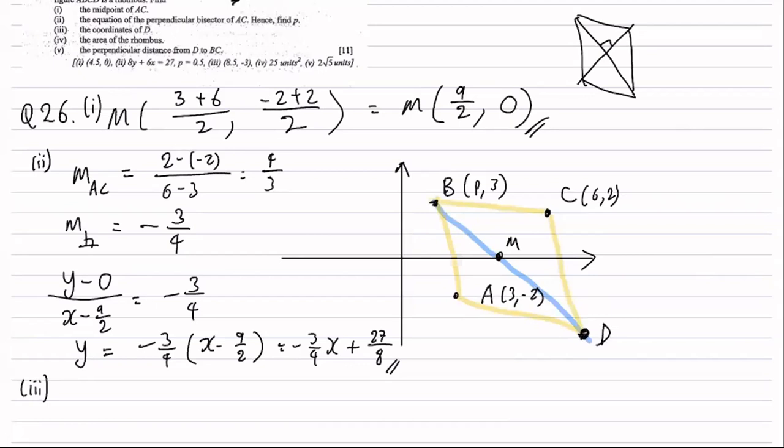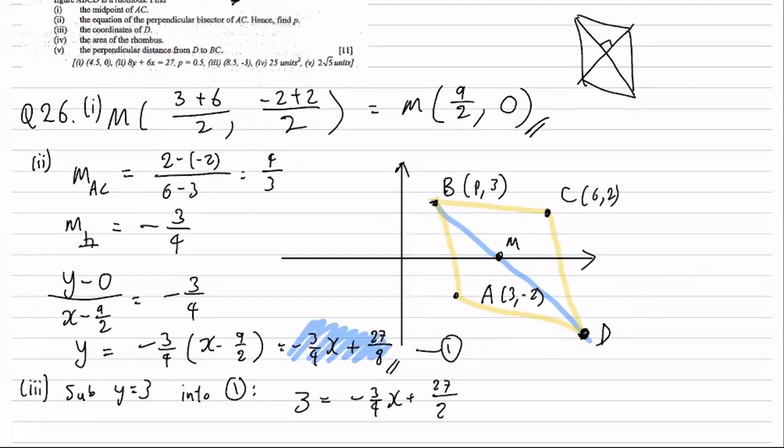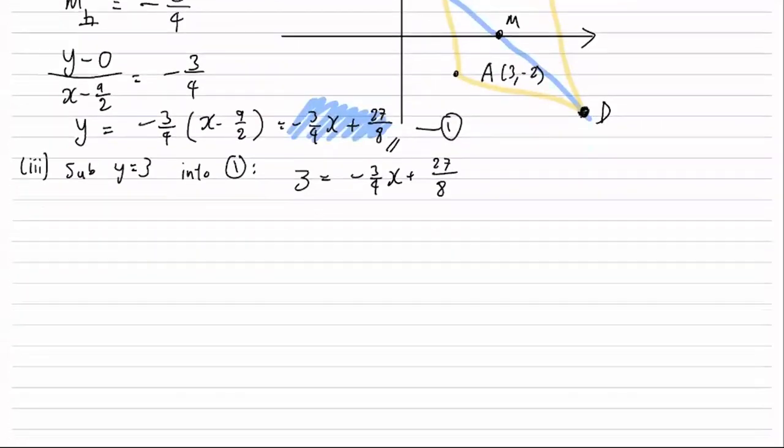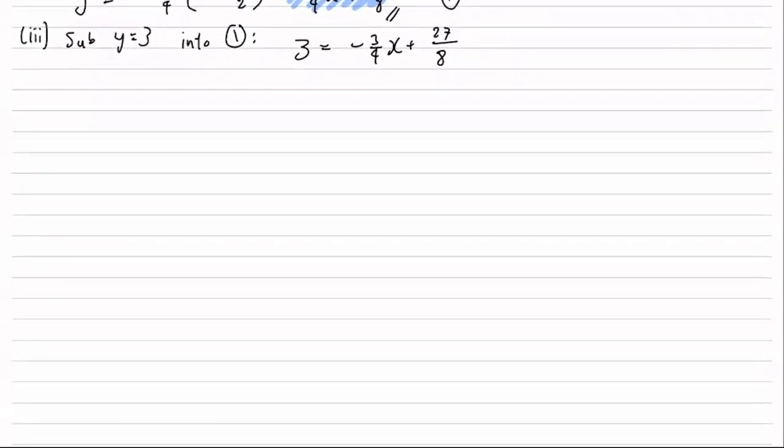Then how do you find point D? Sub y equals 3 to solve for point D first. Okay, so sub y equals 3 into, maybe I'll call this equation 1, the blue color line. Maybe I'll just highlight it as well. So sub in and you get 3 equals -3/4 x plus 27/8. I'm just going to scroll and solve. Now 3 minus 27/8.